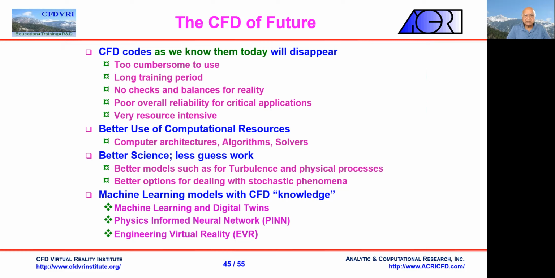So we need CFD of the future that has better use of computer resources, architecture, algorithms, and solvers. Also, as I said, we need better science and less guesswork. We need better models for turbulence and other physical processes. We need much better models for dealing with stochastic phenomena, which is very important for many applications. So where we are going will be machine learning models, which will have the CFD knowledge built into them. These would be the digital twins, or what we call the physics-informed neural networks.